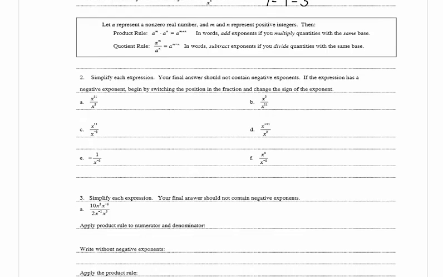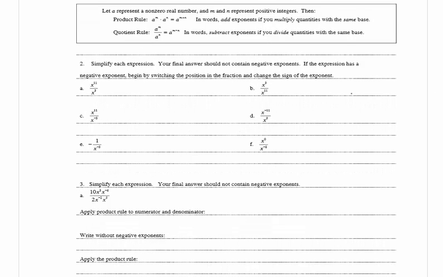In 2, it says simplify each expression. Your final answer should not contain negative exponents. If the expression has a negative exponent, begin by switching the position in the fraction and change the sign of the exponent. In A, we have x to the 11th divided by x cubed, and we could write that as x raised to the 11 minus 3, which is equal to x to the 8th.